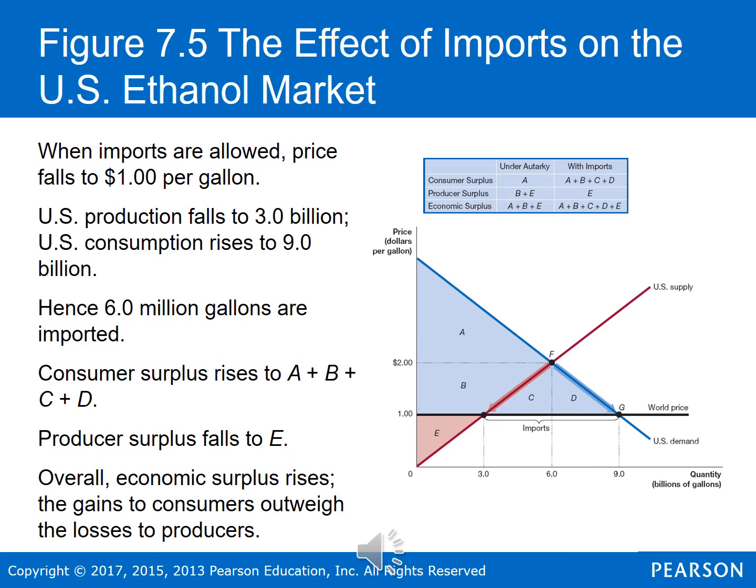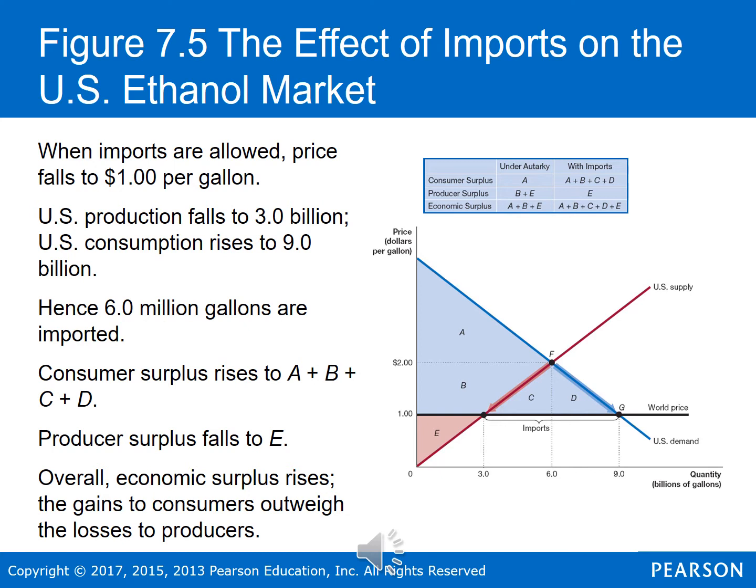Now consumers are going to benefit. At the world price of $1, trace down the demand curve to where it crosses the point of $1, 9 billion gallons are going to be purchased by U.S. consumers. So now the consumer surplus is going to be, again, the area between the demand curve and the price paid. In this case, the price paid is $1. So the consumer surplus will be the area of A, B, C, and D, because all those trades are now taking place.